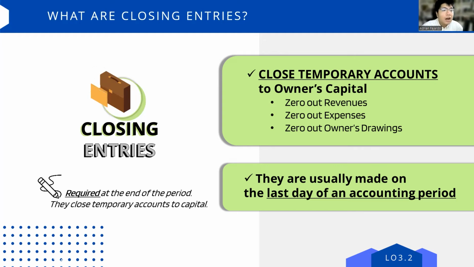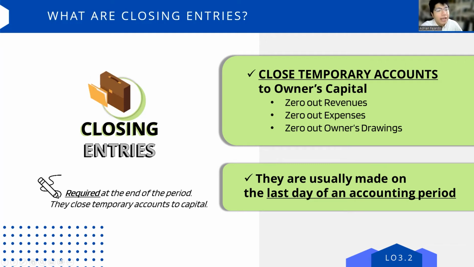So closing entries are required, okay? Required at the end of the period. And basically, what they do is they help us close our temporary accounts to owner's capital, right? So in summary, we close temporary accounts to owner's capital, meaning by doing our closing entries properly, we're able to zero out our revenues, zero out our expenses, and zero out our owner's drawings portion of our capital, right? So they are usually made on the last day of an accounting period.